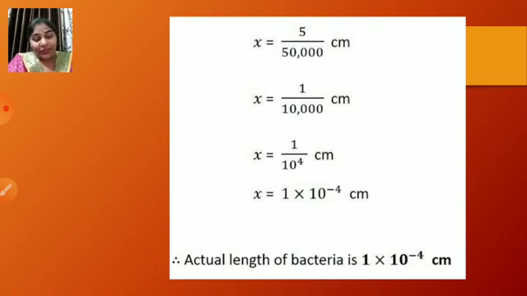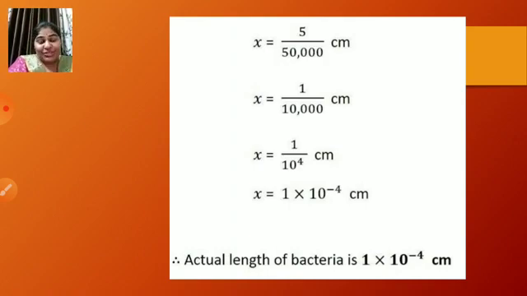Once we have the equation, children, we find that x is 5 divided by 50,000 centimeter, which is equal to 1 upon 10,000 centimeter, which means x is equal to 1 into 10 raised to negative 4. This we have learned how to convert: the denominator, when we bring it into the numerator, 1 upon a raised to m is equal to a raised to minus m. We have already learned the laws of indices, children. So this is the actual length of the bacteria.